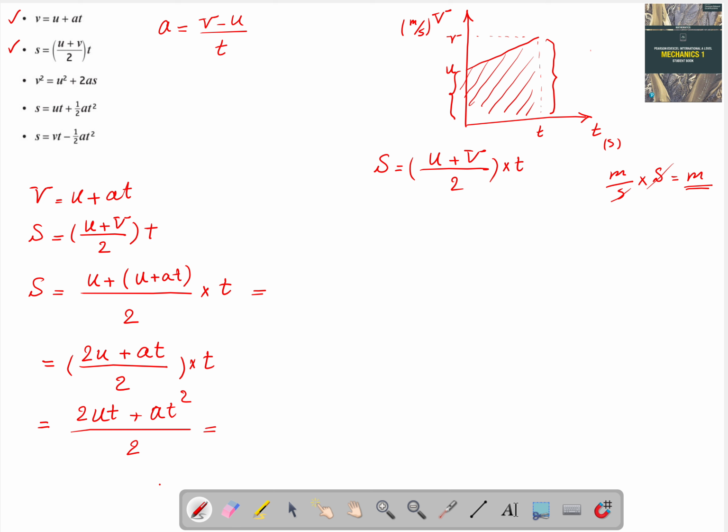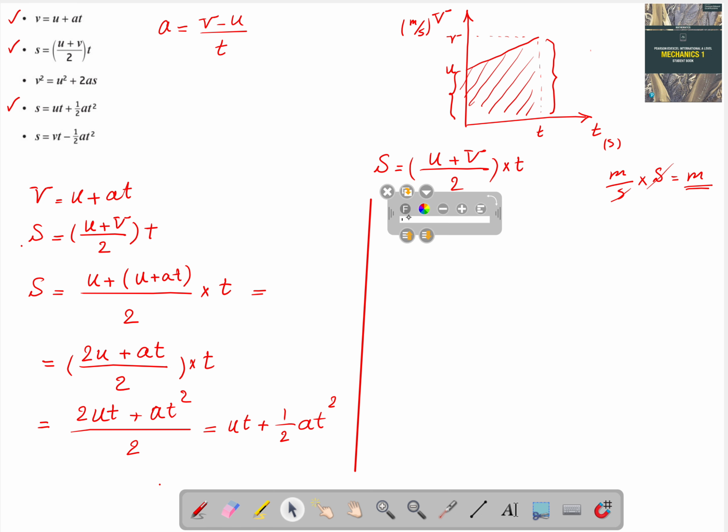So in the final answer here, 2 will be cancelled by 2. It will be ut plus at power 2 divided by 2. So I can write 1 over 2 at power 2. So this is exactly our fourth formula. S equals ut plus 1 over 2 at power 2. Okay. So to find another formula with vt minus 1 over 2 at power 2, again you can rearrange the formula.